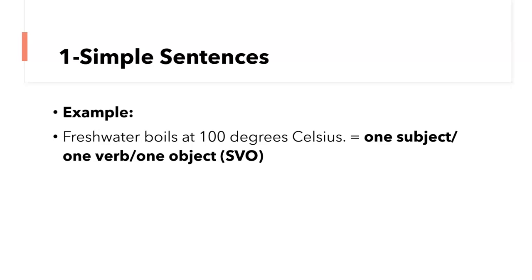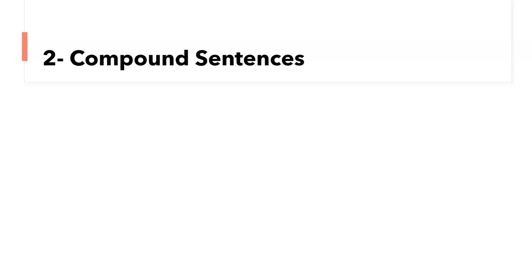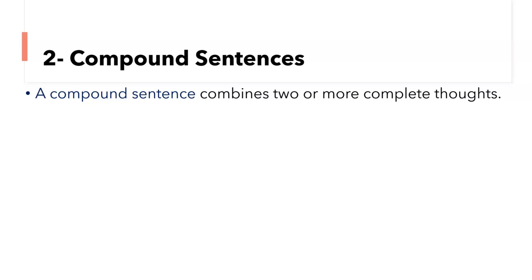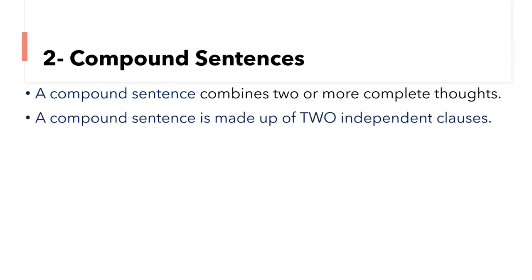One example here, fresh water boils at 100 degrees Celsius. So you can have fresh water is a subject, boils is a verb, and 100 degrees Celsius is the object, so SVO. So what about compound sentences? A compound sentence has 2 thoughts or sometimes more. It is made up of 2 independent clauses.